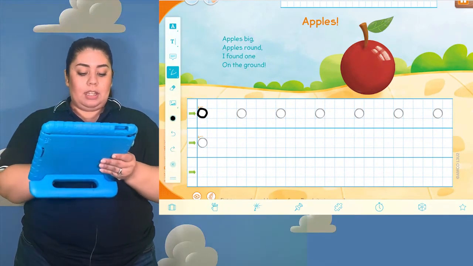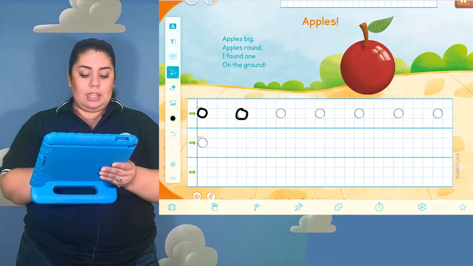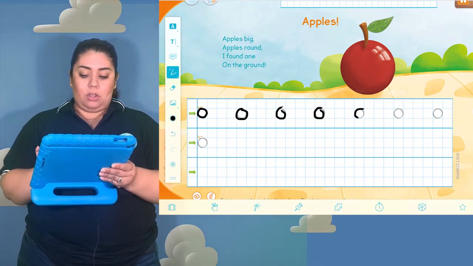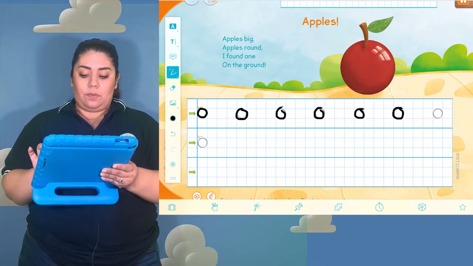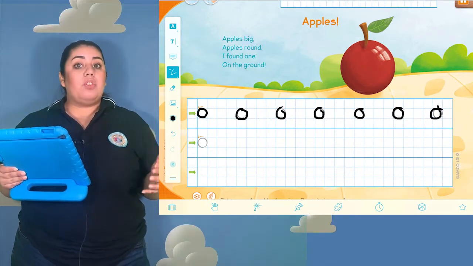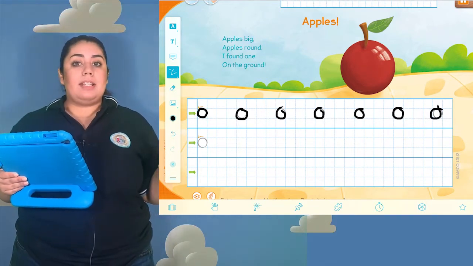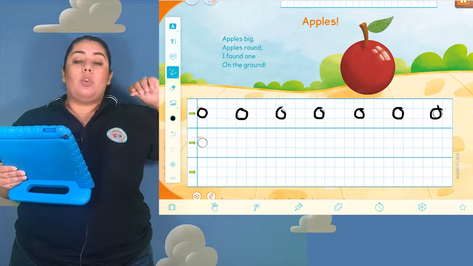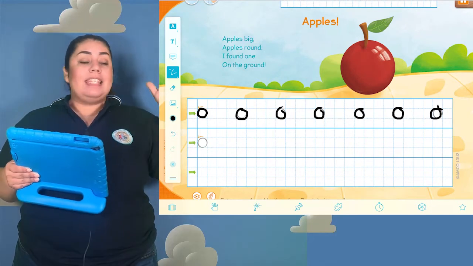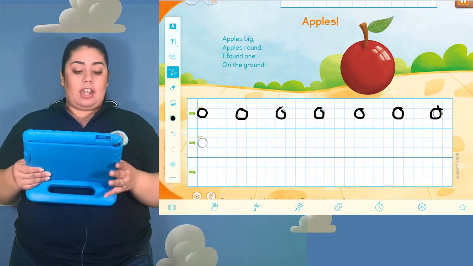Let's do it like this. Practice only the circle. Remember, do it patiently. If you want to pause this video, you can do it in order to do it good and fine. Then we're going to move on to the next one.